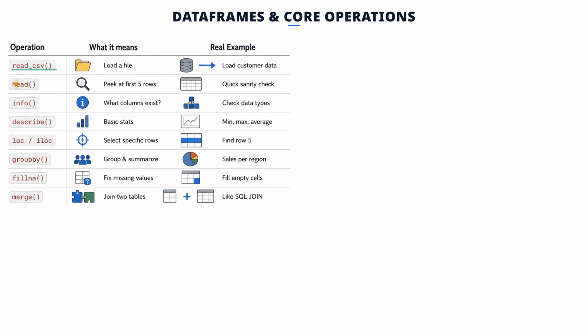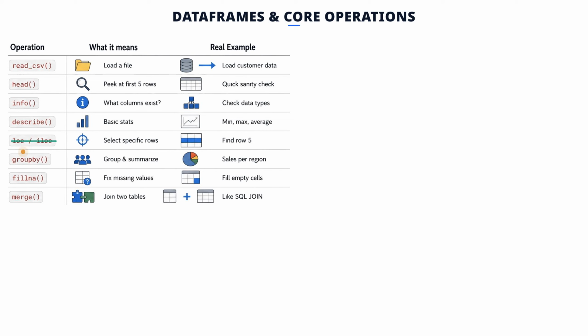Once your data is loaded, head gives you a quick sanity check by displaying just the first 5 rows so you can see what it looks like. Next, info tells you the structure of the data, showing you what columns exist and what data types they hold. When you need to understand the numbers, describe instantly generates basic statistics like minimum, maximum, and average values. If you want to grab specific pieces of data, loc and iloc select specific rows. You use iloc to find data by its numerical position, while loc uses specific labels.